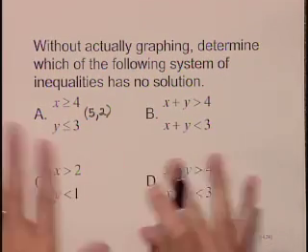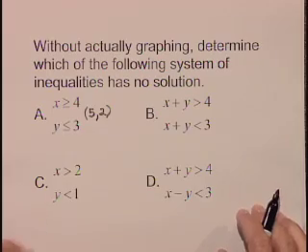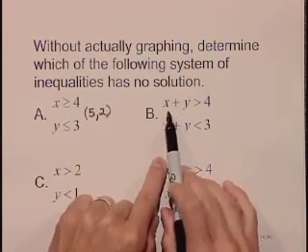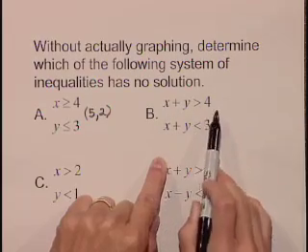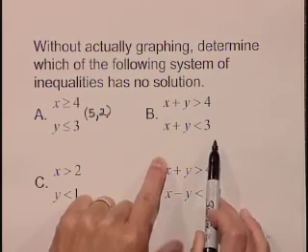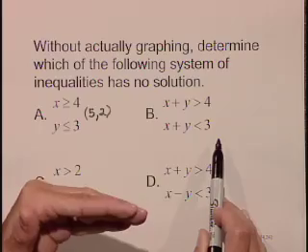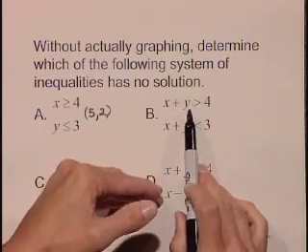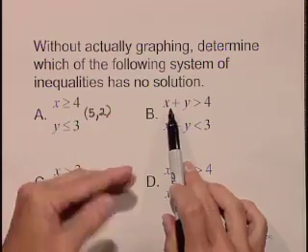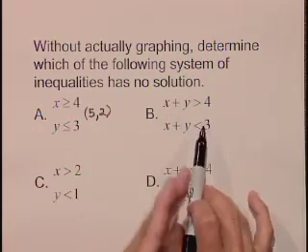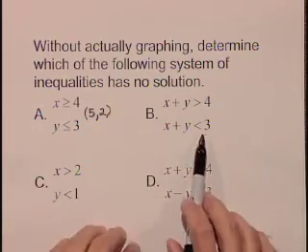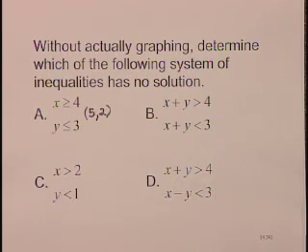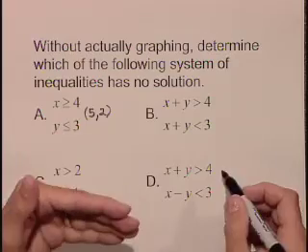We want to find a system that has no solution. Let's go on to part B. Here we have the system x plus y is greater than 4, x plus y is less than 3. Now this one looks a little bit fishy because we've got the same thing on the left-hand side. We want to find two numbers such that their sum is greater than 4, yet at the same time less than 3. That's impossible. You might try some trial and error or checking.